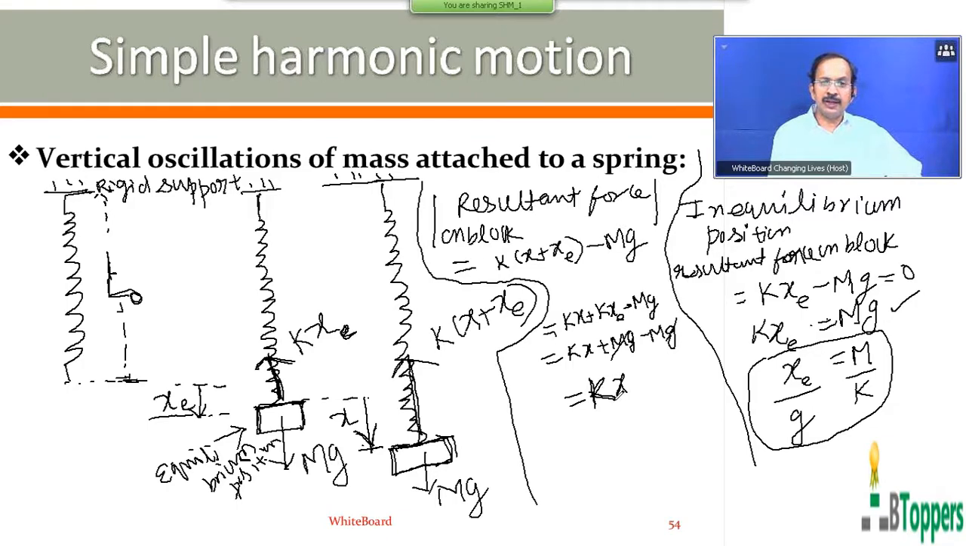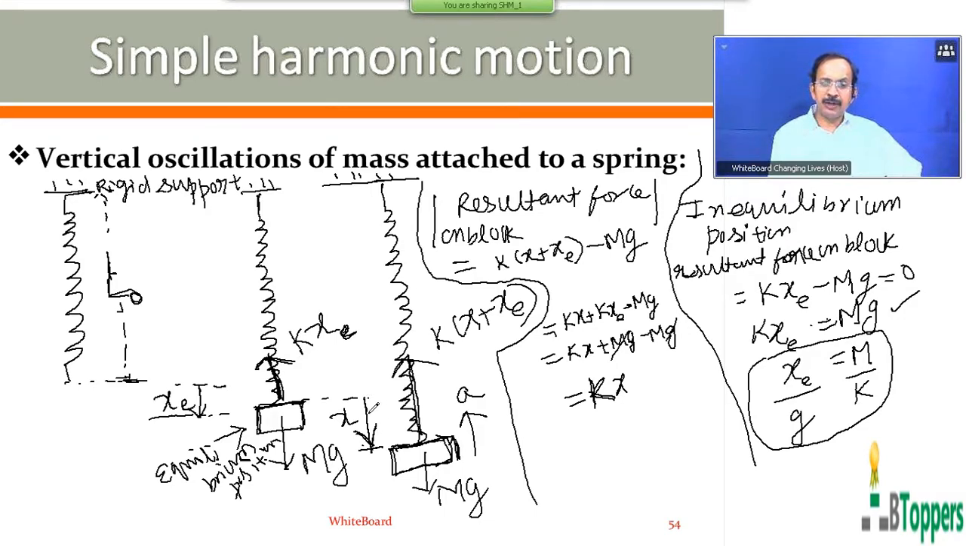From this equation, the magnitude of the resultant force on the block at the instant when the block is distance x below the equilibrium position is equal to k into x, which acts upwards. Because k into xe equals mg in magnitude, therefore k into x plus xe will be greater than mg. When two forces act on a body in opposite directions, the magnitude of the resultant force is equal to the difference in the magnitudes of the two forces. The direction of the resultant will be in the direction of the force with greater magnitude. So at the instant shown in the figure, the resultant force acts upwards. Therefore, acceleration is also directed upwards.